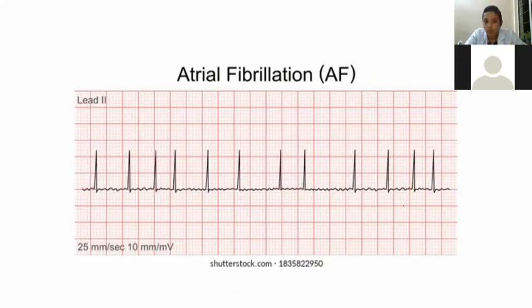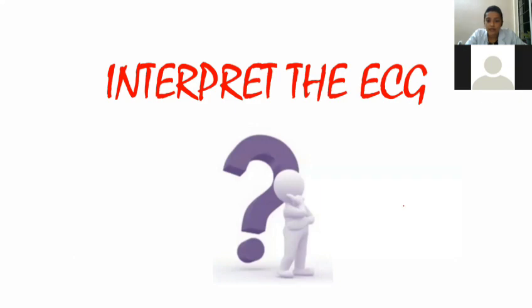So we discussed sinus dysrhythmias, what the changes will be in MI, and what the changes will be in atrial arrhythmias. So now let's discuss how we can interpret the ECG. I will show you some ECGs, so try to interpret them. You can put your answers in the chat box.